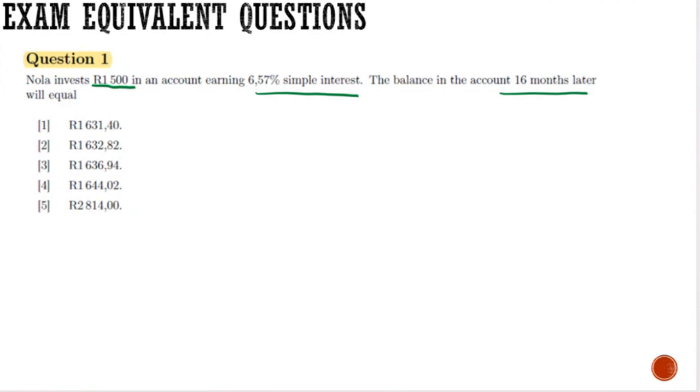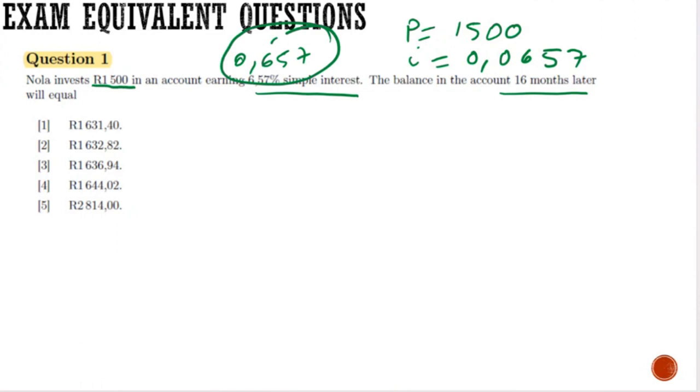We know you need to break down what you are given. You know that your P is equal to 1500. That is an investment, the amount that you invest now. And then the interest rate is equal to 0.0657. I'm going to point out the common errors that you find, so that you don't make them. The common error here is that people would write this interest as 0.657. Be careful when you are converting 6.57% into a decimal, how you write it, so that you don't make that common error.